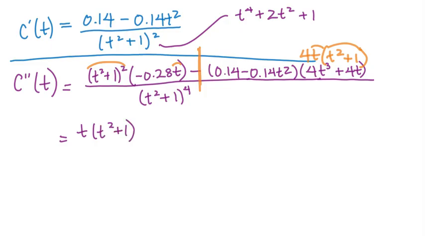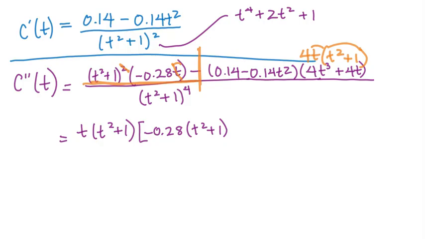So if we do that, we're looking first at before the subtraction sign. So one of those t squared plus 1s is gone, and the t is gone. So that leaves me with a negative 0.28 and a single t squared plus 1.